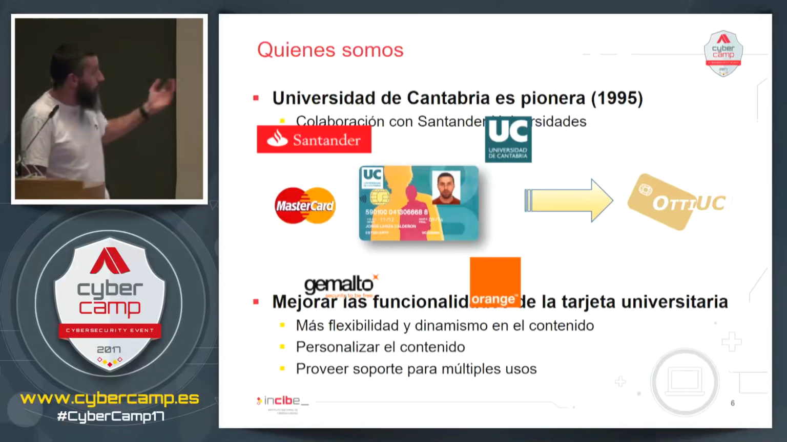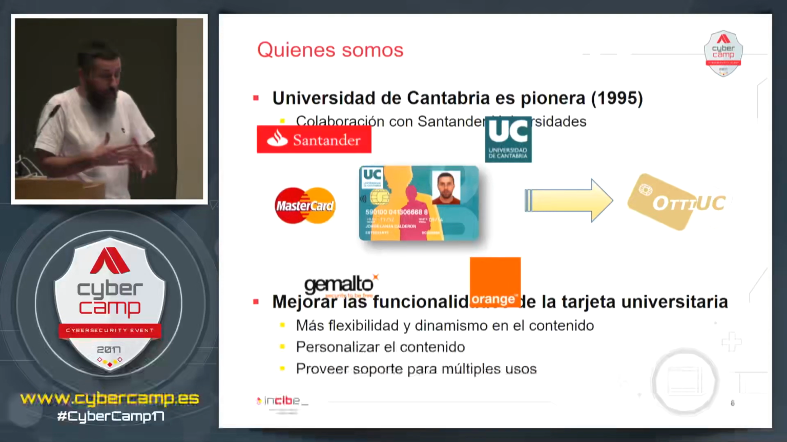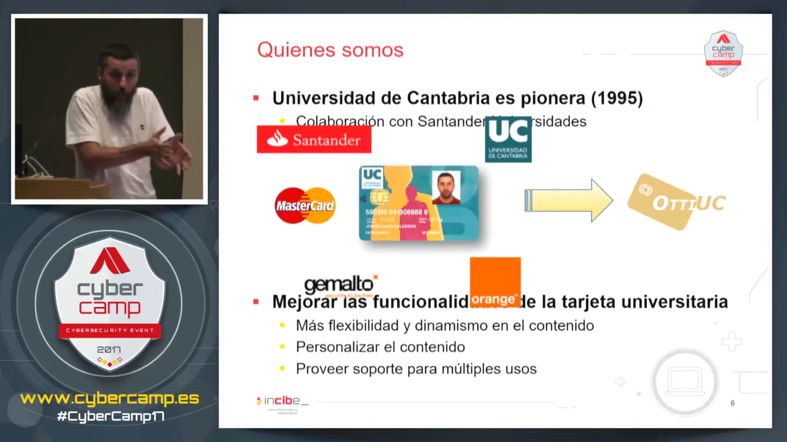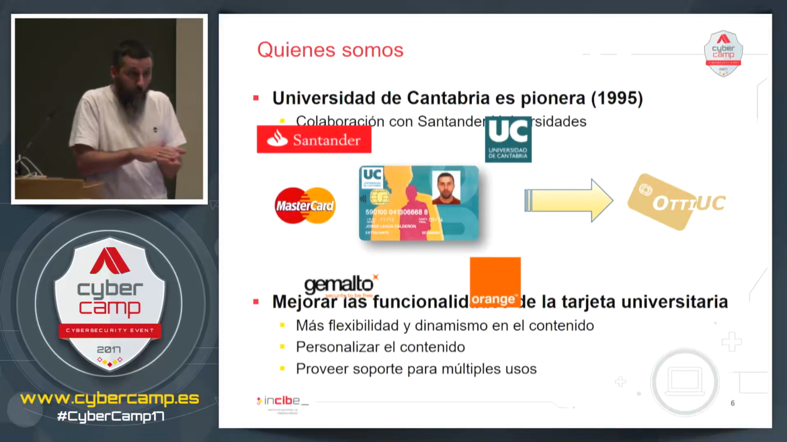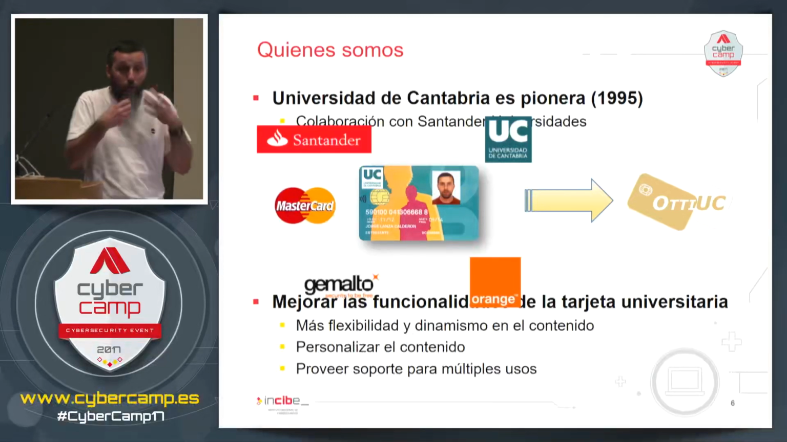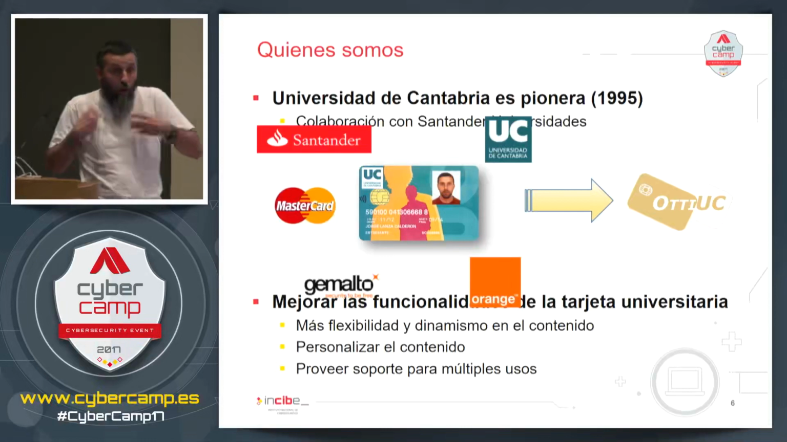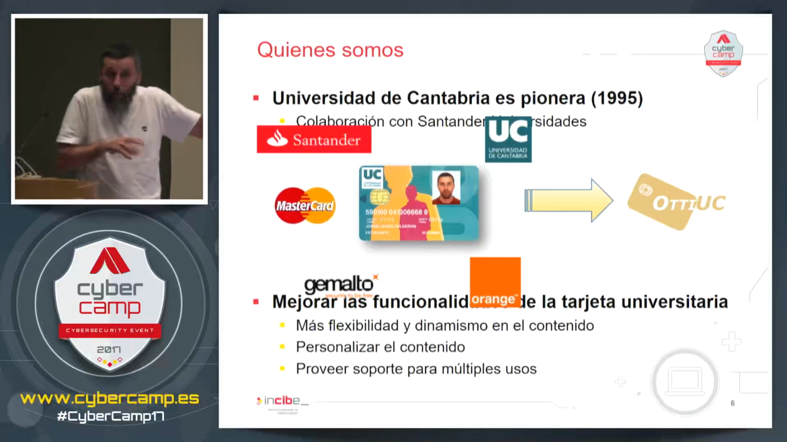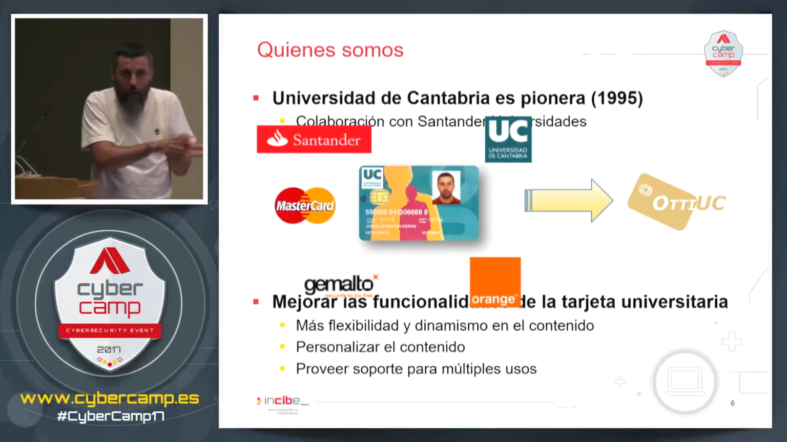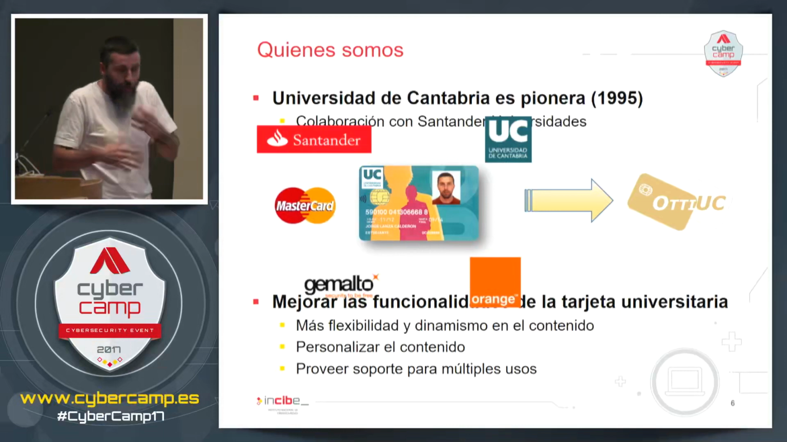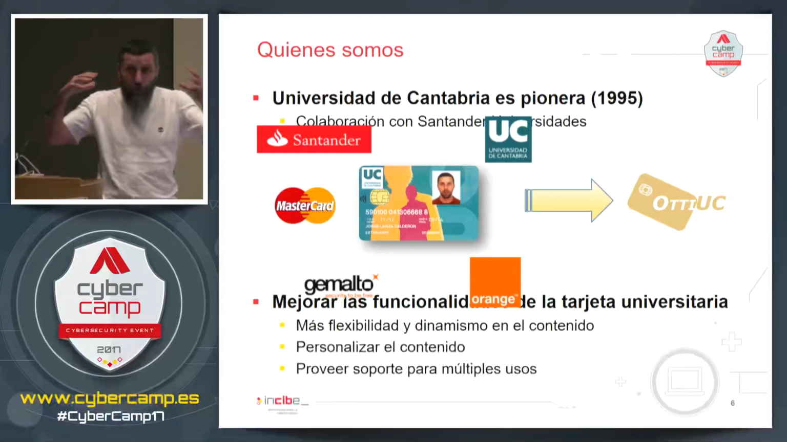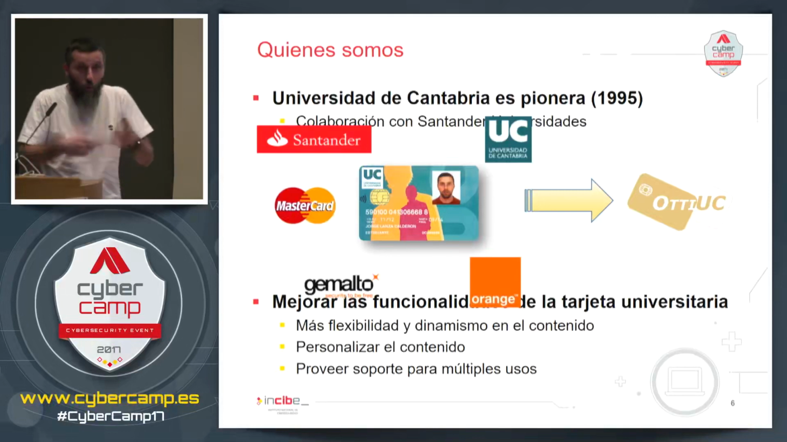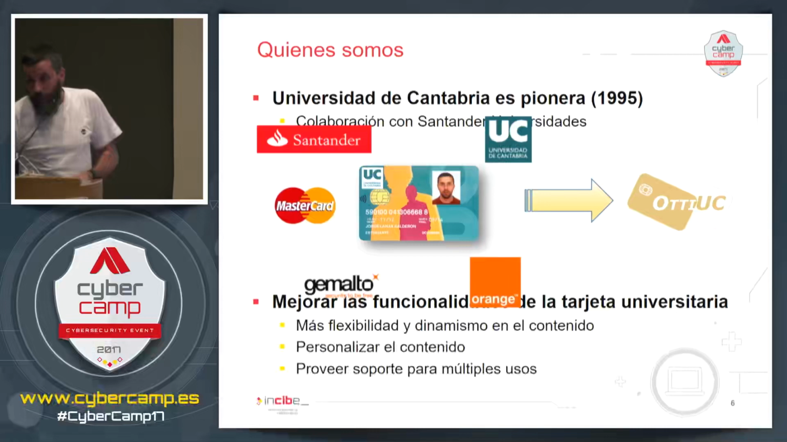What did we want? To improve the functionalities of our university cards. We wanted to give it more flexibility and dynamism in the content. I had a card with my data. I couldn't do anything else with it. We wanted to include something more. I could customize my data as a student, using the same platform as other people in other universities, they could have a customized card according to your university and to have more usages. If I customize it, I could include more applications in this card. So we wanted to give life to our card.